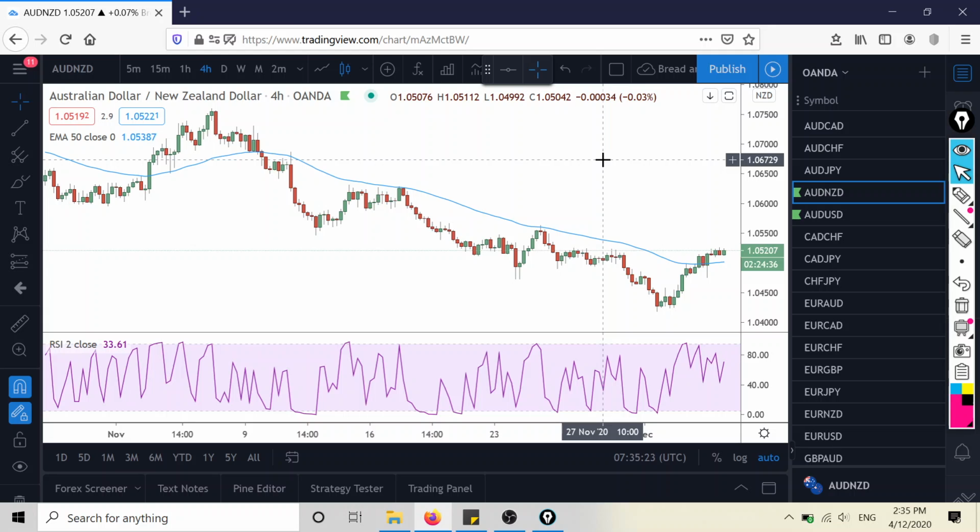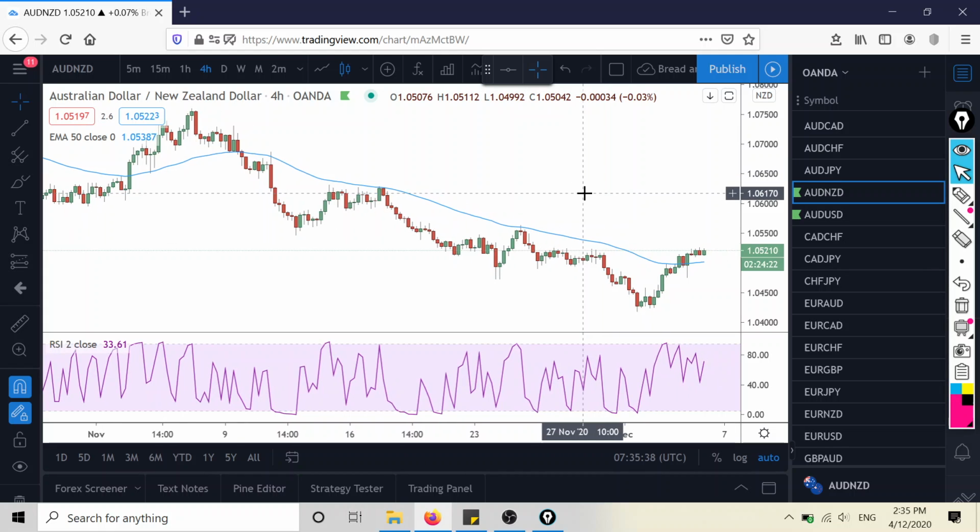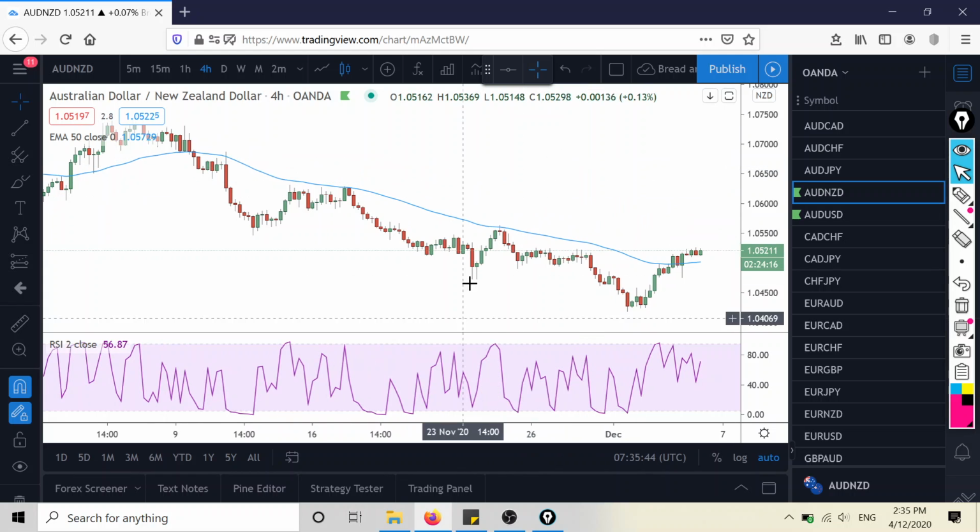Alright guys, so in this video I'm going to show you a new system which I've been testing in the past couple of weeks now, and I think this is a pretty good system, and I really want to show it to you guys. This is just a really simple trading system, and as you can see here on the chart, I'm only using two indicators. One is EMA and one is RSI.